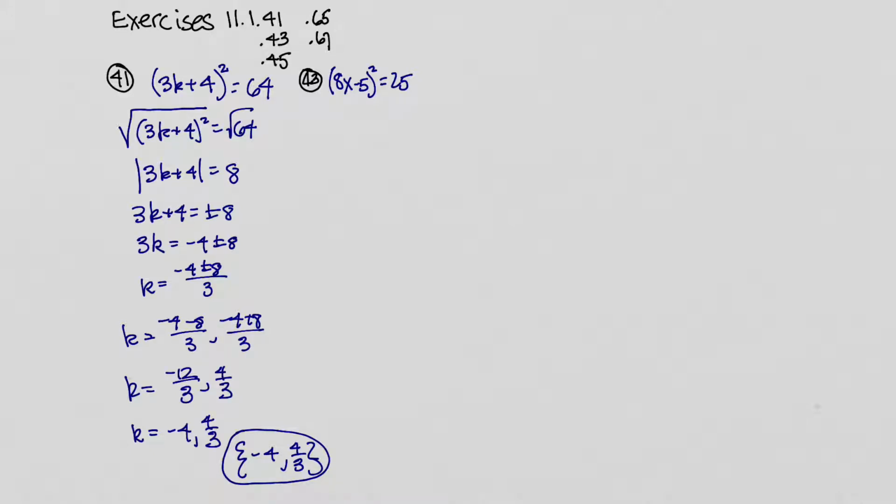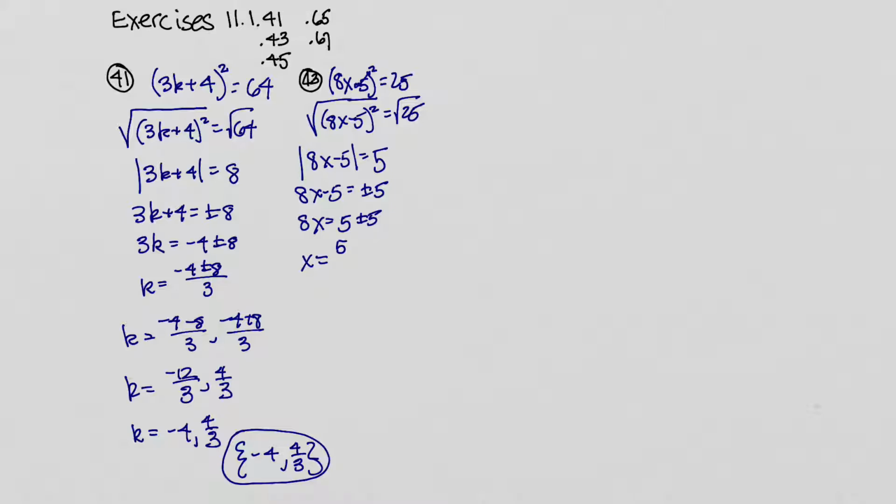In 43, again, we've got a quantity squared equaling a number, so let's take square root. So we'll get the square root of that 8x minus 5 squared equals square root of 25, from which we will get the absolute value of 8x minus 5 equaling 5. Now when I remove the absolute values is when I get the plus or minus. So let's add 5. So I'll get 5 plus or minus 5.